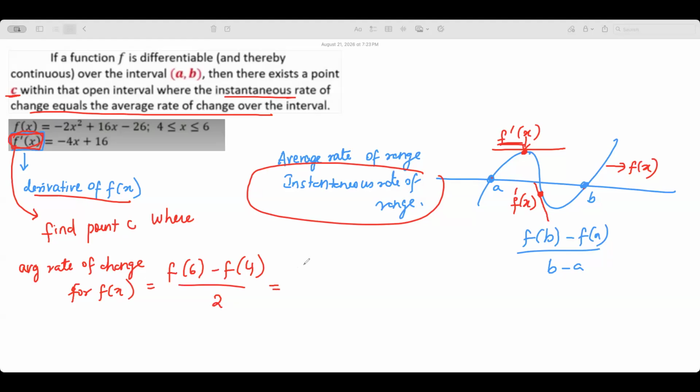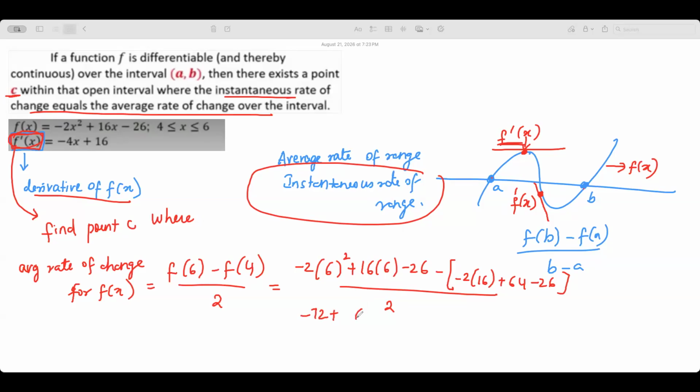What is f of 6? Minus 2 times 6 squared plus 16 times 6 minus 26. Then you have a minus, substitute 4: minus 2 times 16 plus 64 minus 26, divided by 2. What is that, guys? 6 sixes are 36, so minus 72 plus 96 minus 26. So that would be divided by 2.